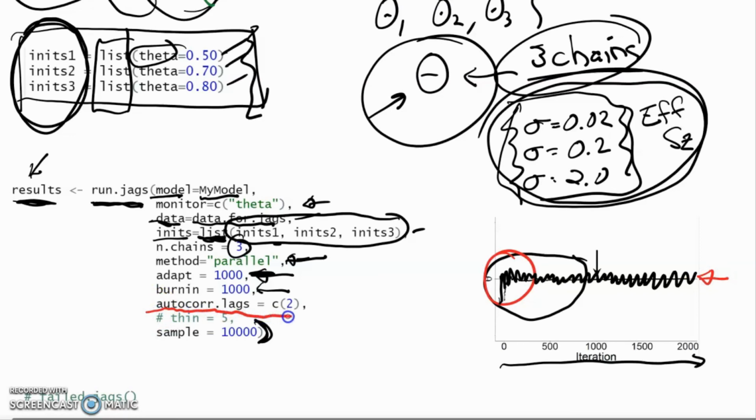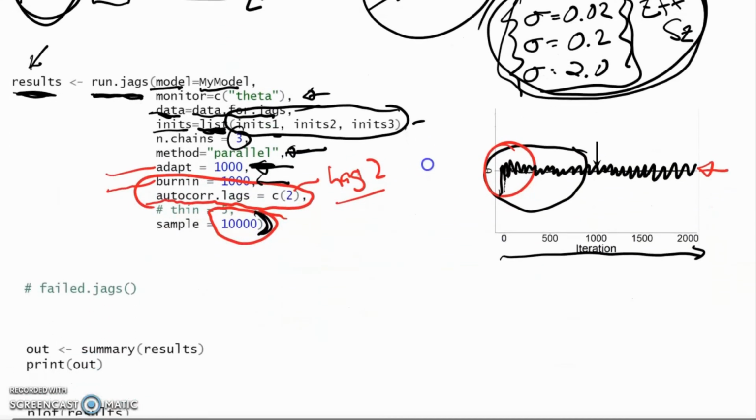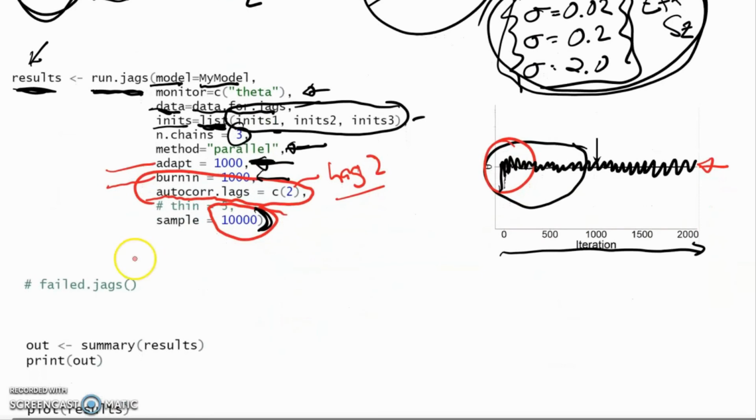Autocorrelation. Okay, by now we should know what autocorrelation is, and I've specified a lag here of 2, and we call that autocorrelation lags are really important. Once we've done the adaptation with 1,000 iterations and the burn-in with 1,000, then we actually want to sample 10,000. Debugging JAGS is really nasty. This may help a bit.